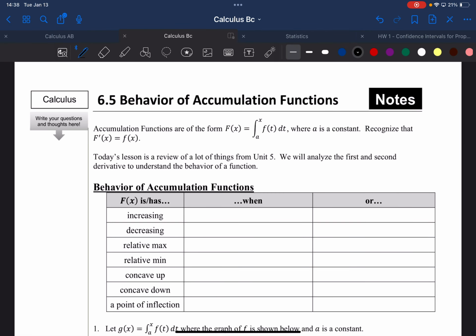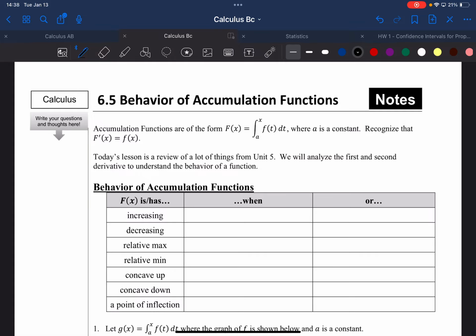6.5 notes is the behavior of the accumulation function. So remember yesterday when we talked about the accumulation functions, we say that they're in the form capital F of x is equal to the integral from a to x, f of t dt, where a is a constant. And then we also are recognizing that the derivative of capital F of x is equal to f of x.